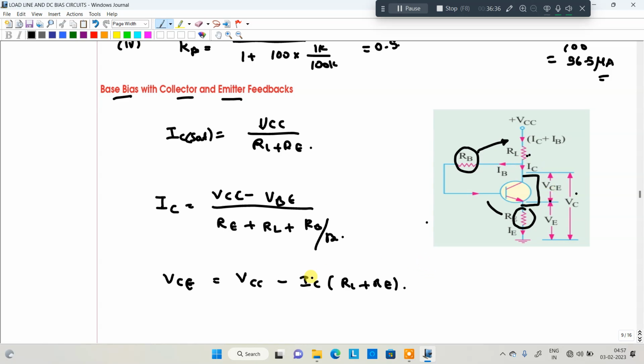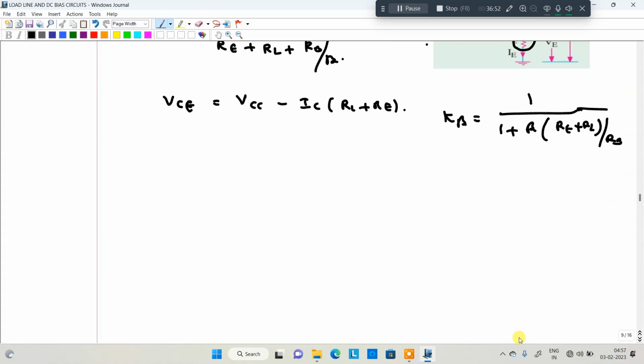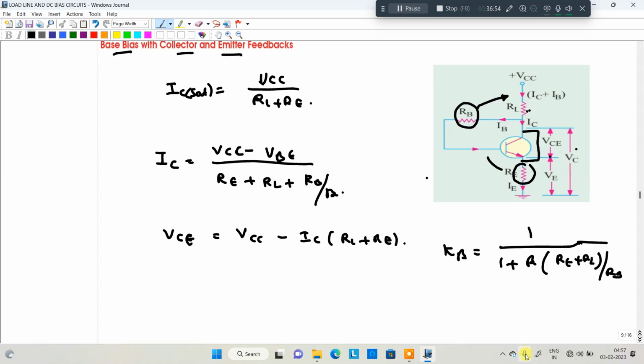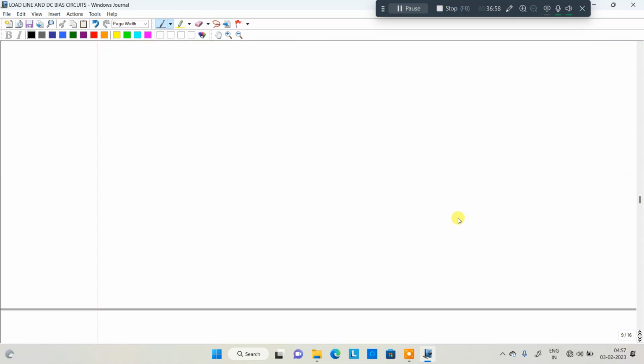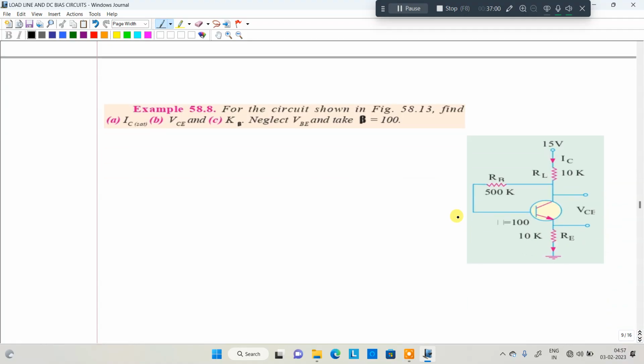After that, another formula: K beta is equal to 1 by 1 plus beta into (RE plus RL) divided by RB. This is the formula for K beta. So finally, these are the basics related to the formulas for the base bias with collector emitter feedback. We will discuss one problem based on that. Then we are moving to the voltage divider bias.